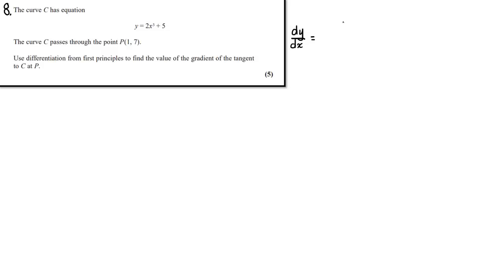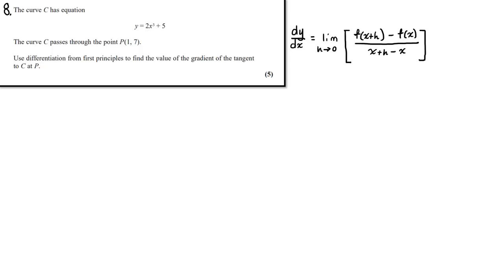In this case, dy by dx is equal to the limit as h tends to 0. And I'm going to put all this in a square bracket here. So this is f of x plus h minus f of x. This is all in the numerator. And then we divide this by x plus h minus x. Okay, so that's the formula that we use here for differentiation from first principles.